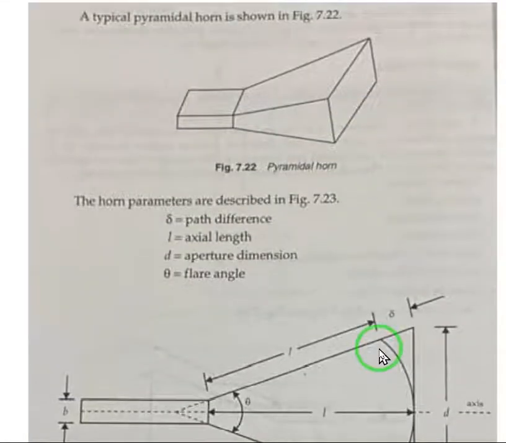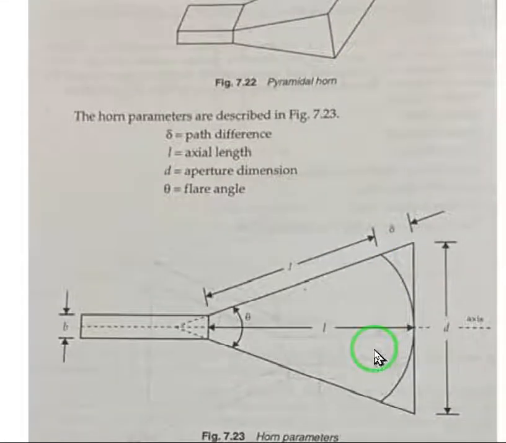This is the geometry given. This lambda is known as the path difference. This L is the axial length. D is the aperture dimension, and this theta is known as the flare angle.